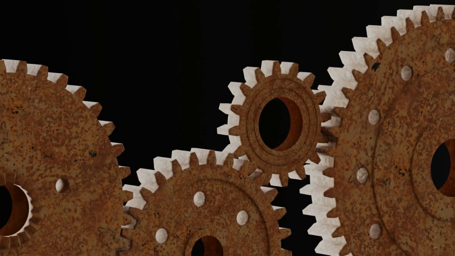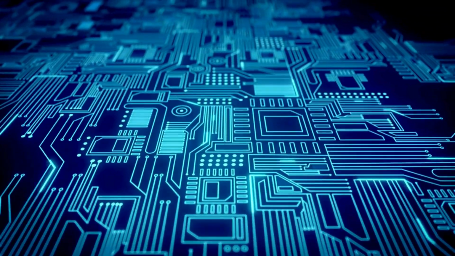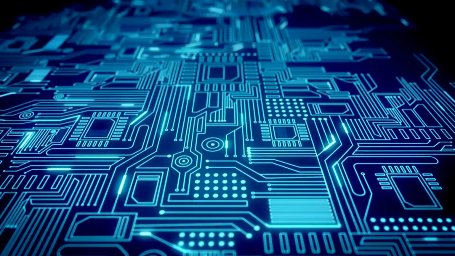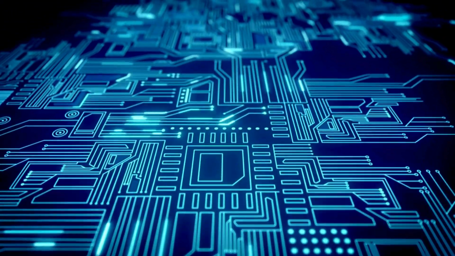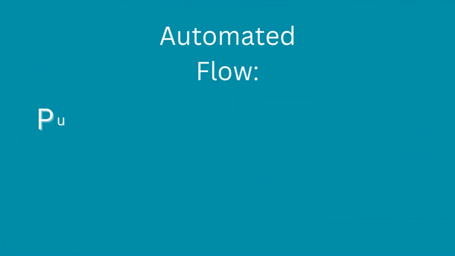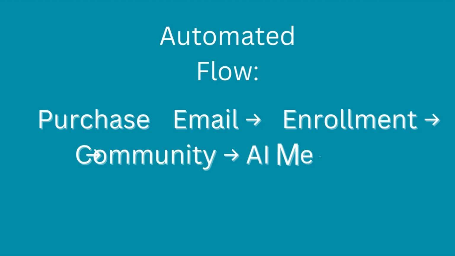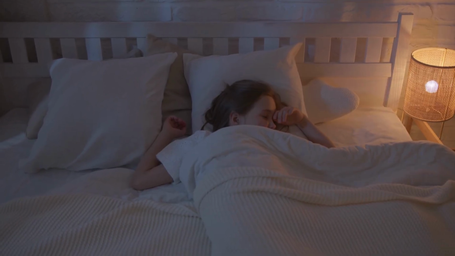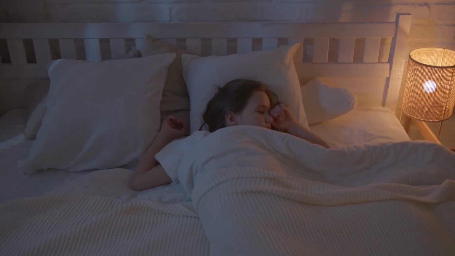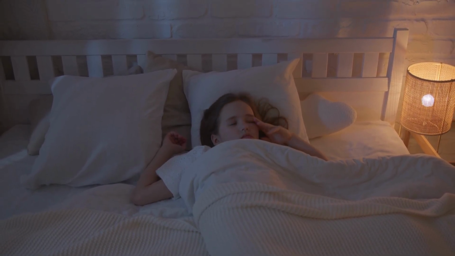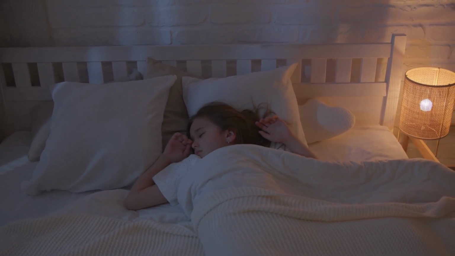Now let's automate the whole machine. Connect your sales platform, email tool, and community with Zapier or Make.com. Here's an example. When someone buys your course, they automatically receive a welcome email, get enrolled in the course platform, added to the community, and receive a personalized message from your AI assistant. Every step runs in the background while you sleep. This is true passive income, and AI makes it real.